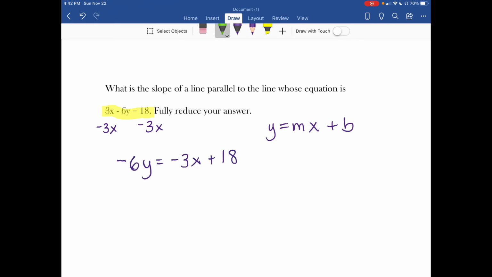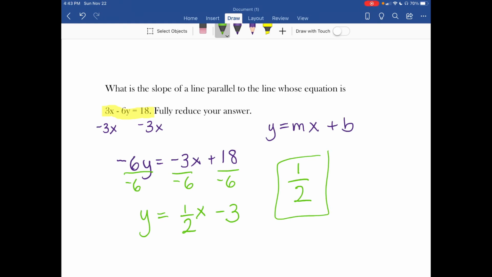Next, we want to get y by itself, so we divide everything through by negative 6, every term. And when we do that, that simplifies to y on the left side. Negative 3 divided by negative 6 gives me positive 1/2. And lastly, 18 divided by negative 6 is negative 3. So they're asking us for the line parallel to that. So we know that parallel means the slopes are the same. So our answer is 1/2.